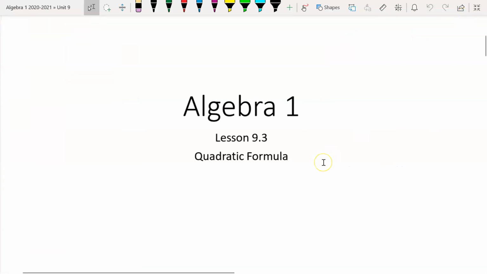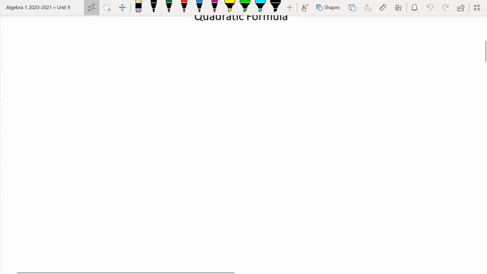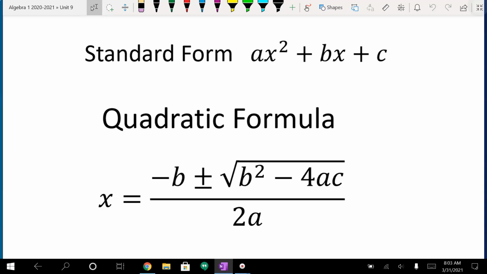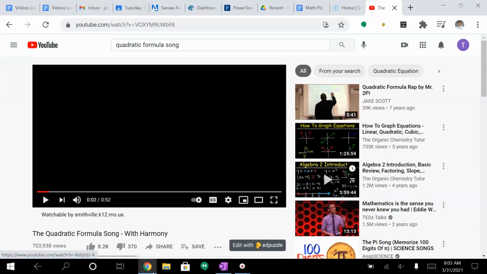Alright, so today what we're going to talk about is solving quadratic equations using the quadratic formula. Last time we did the square root method. The quadratic formula, if you write an equation in standard form, which we've done before when we factored it, is ax squared plus bx plus c. The quadratic formula is x equals negative b plus or minus the square root of b squared minus 4ac all over 2a. There's a little song that goes with this.